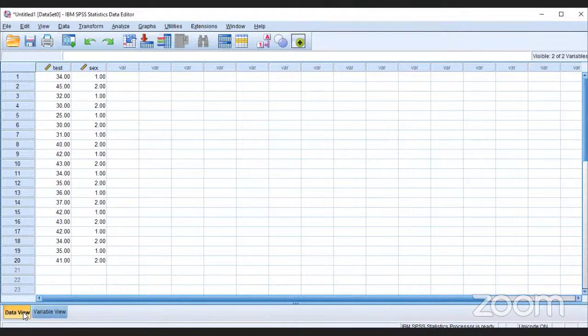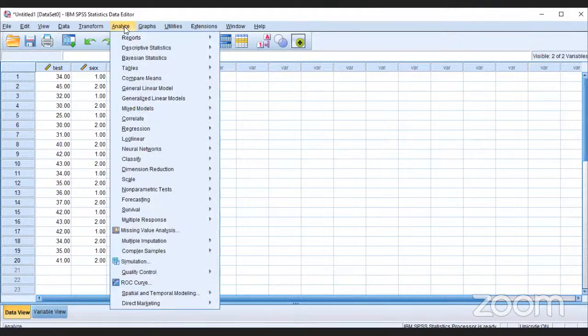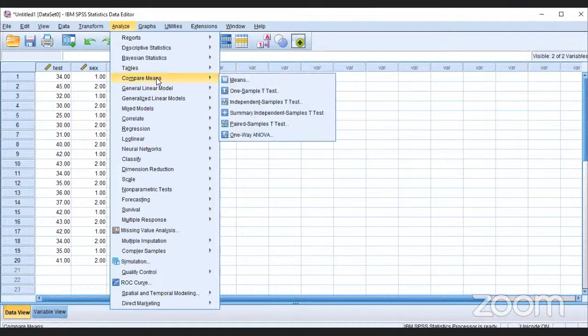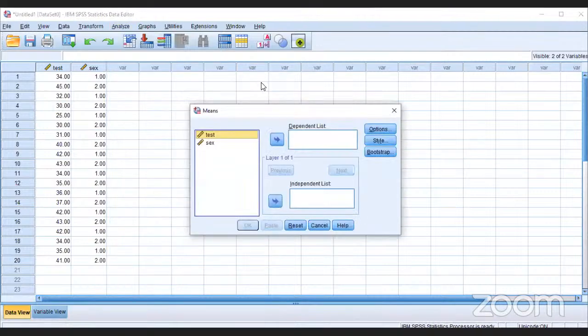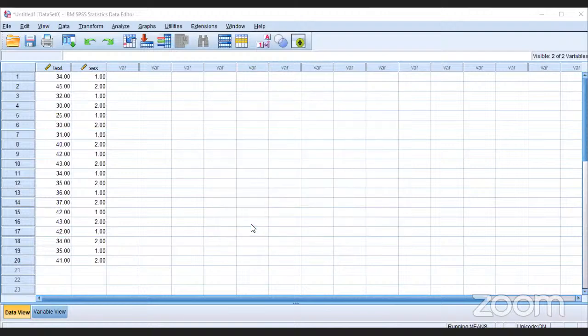So now I click analyze, then I click compare means, then I click means. Okay. So taste data is my dependent variable, shakes is my independent variable, and taste is my dependent. Okay. So this is my output.